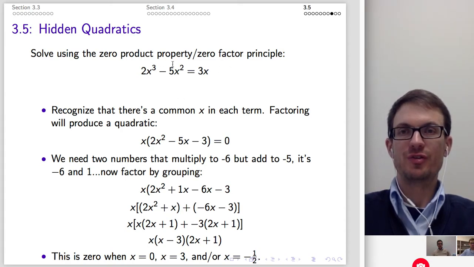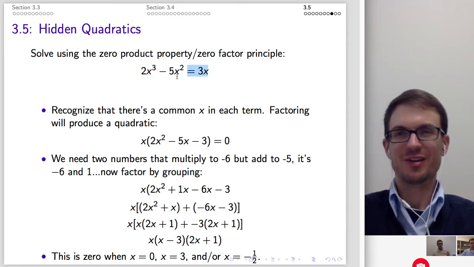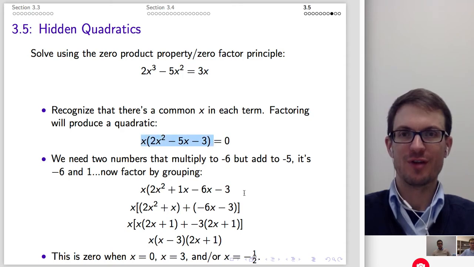all right, we want to solve this using the zero property, zero factor principle. Whenever you hear that, we know we want to factor something. Let's move this to the other side. Let's factor out an x. So here I've done that. See? Move this 3x to the other side, and then factor out an x.